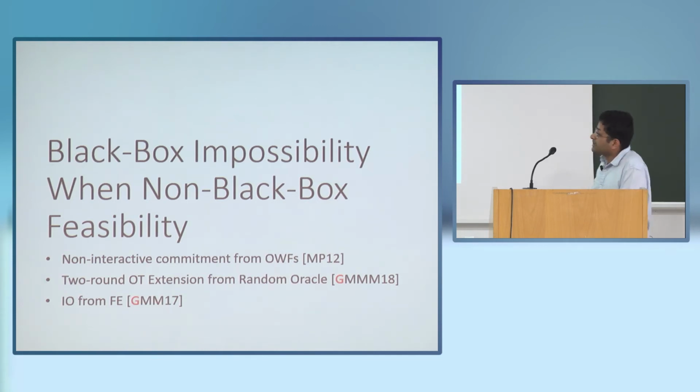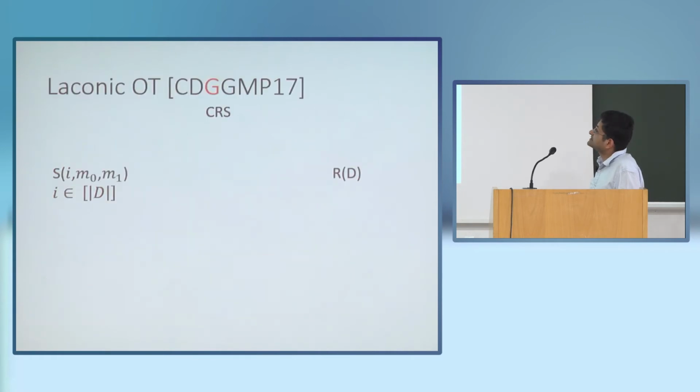Same for IO. We have an impossibility result in the black box setting, while there's a feasibility result, as I mentioned on the first slide, if you make a non-black box use of functional encryption. So there are examples where we could prove black box lower bounds, even though there are non-black box feasibility results. So the next open problems I want to mention are in this context.